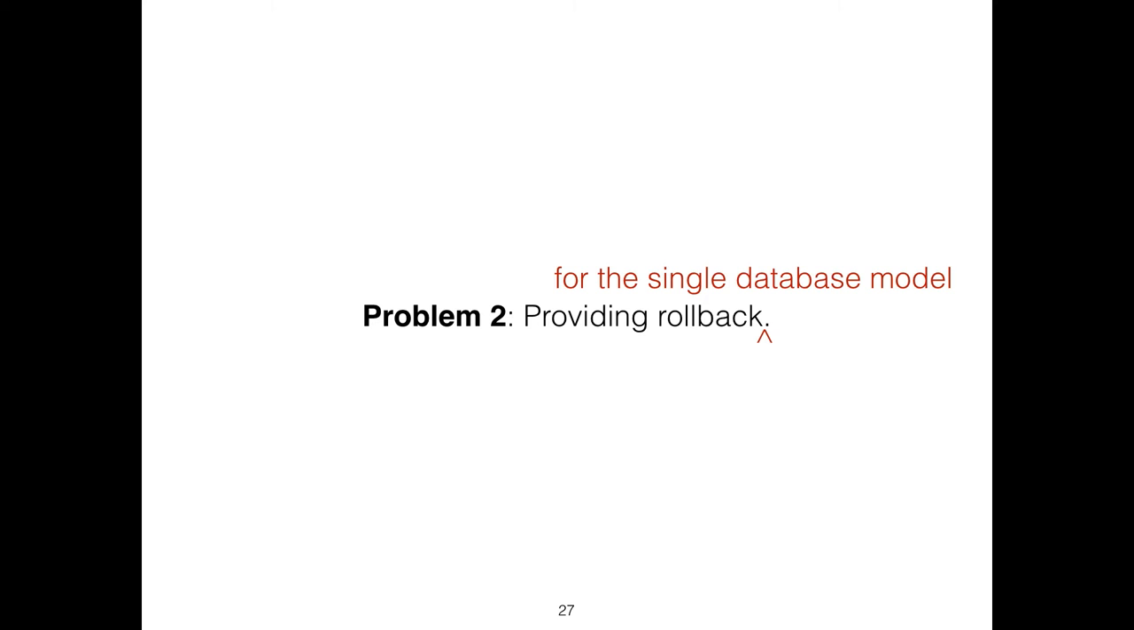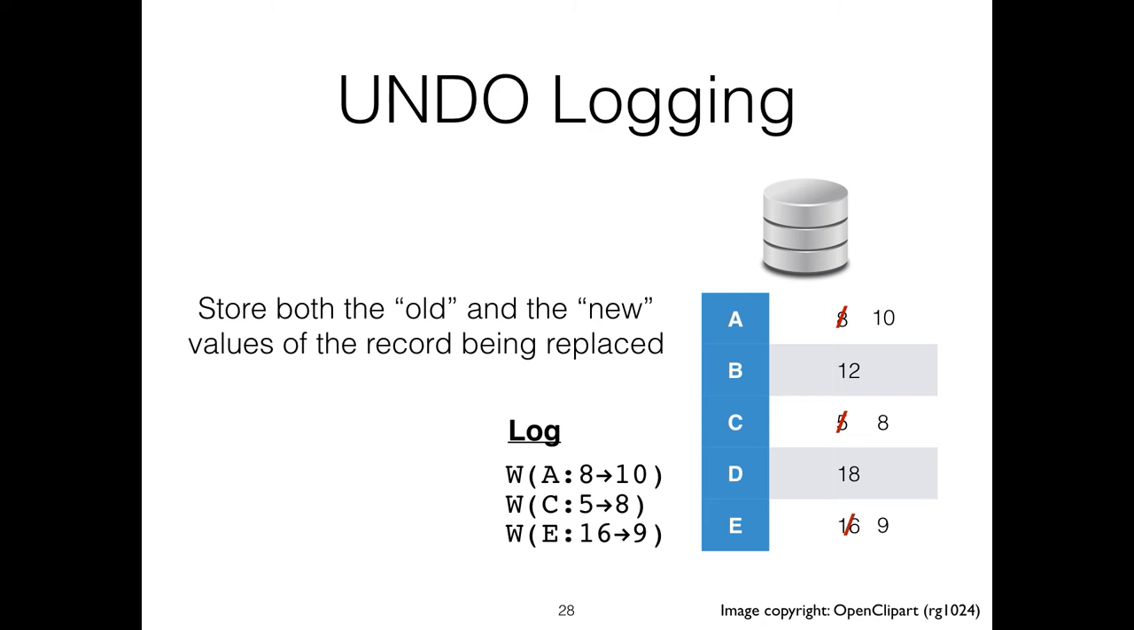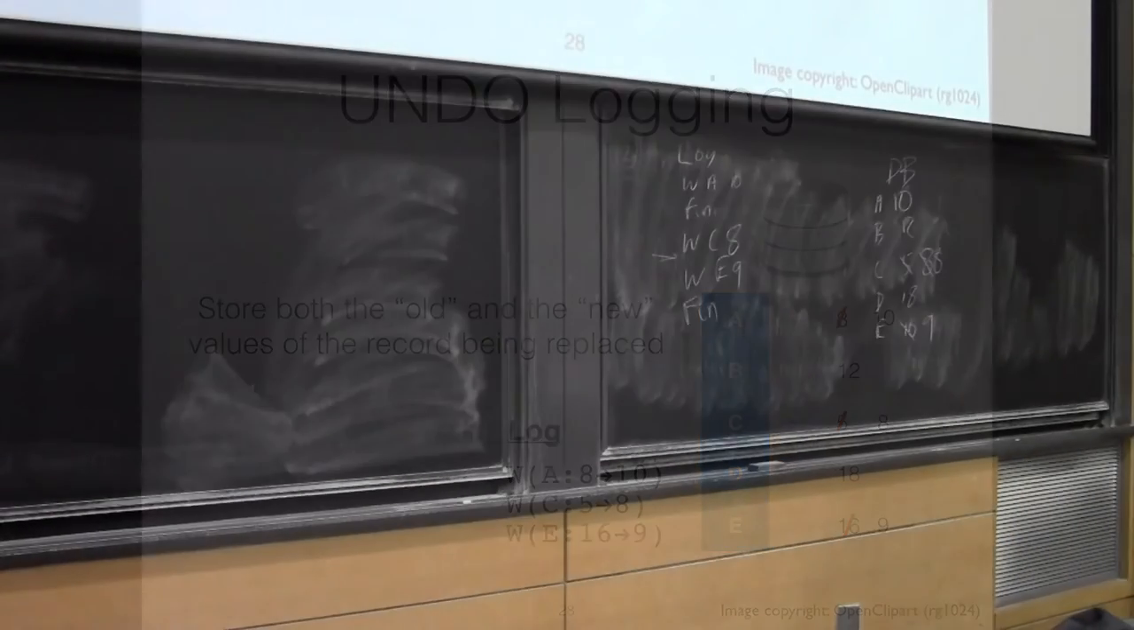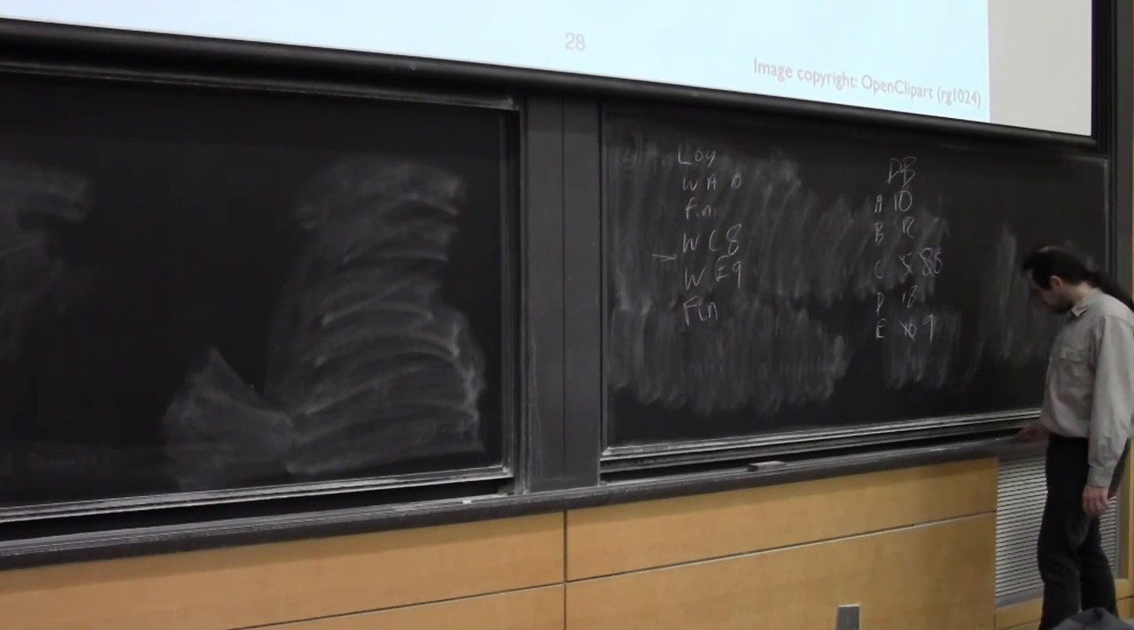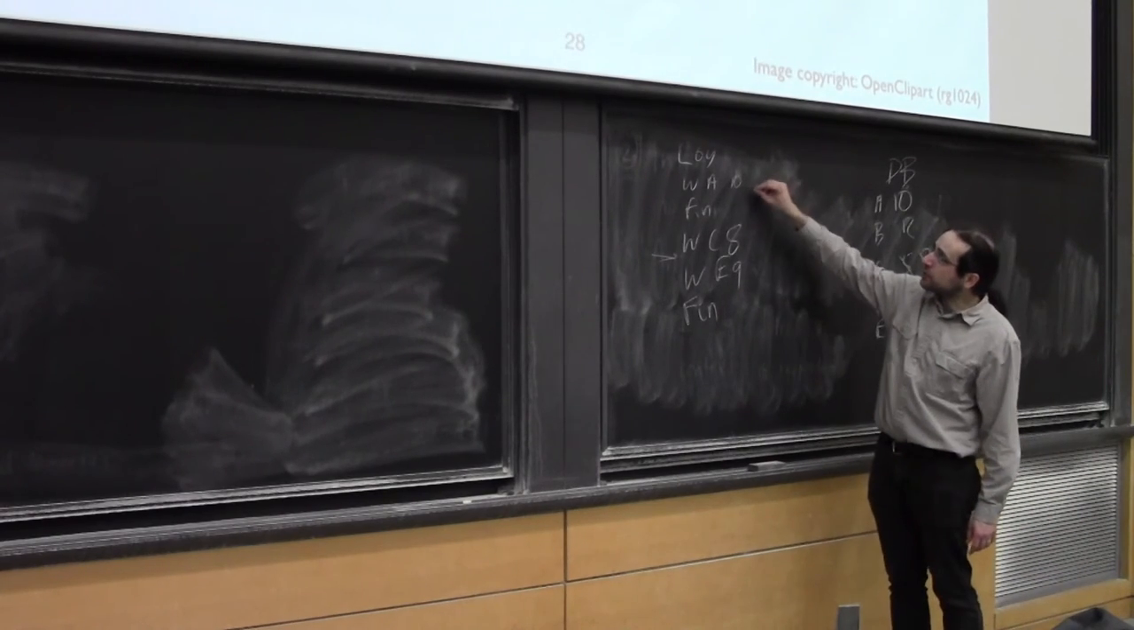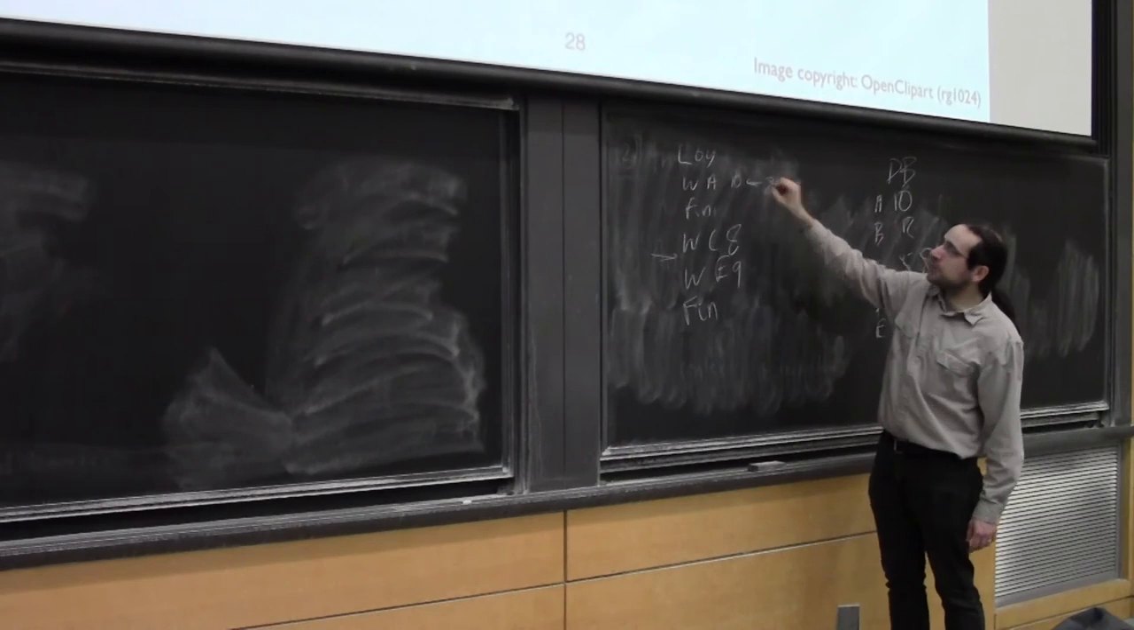What we'd like to do is be able to provide some sort of rollback functionality for the case where we only have one database to work with, where we have one canonical copy of the database that all of the transactions are modifying simultaneously. So in this context, in addition to logging what we're about to write, we can also log what the original value in the record was before we performed the write. So, for example, the first transaction wants to write 10 to A. It's also going to say that the original value was 8.